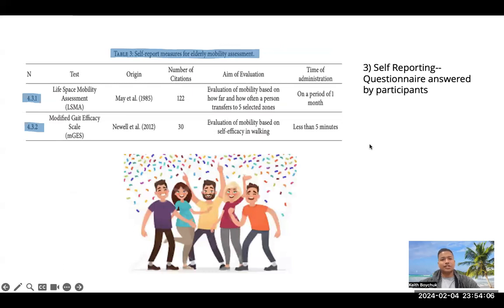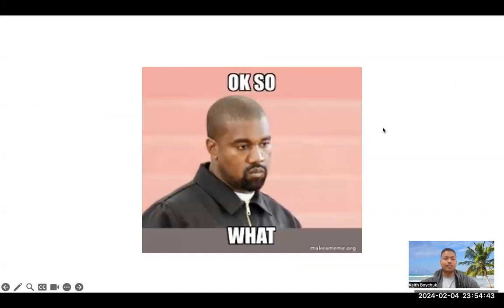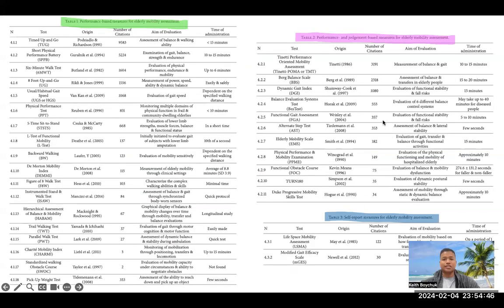Okay, and then the last section is the self-reporting questionnaire. This one is really easy. This is where the participants just take a survey and answer. And what I find interesting is that they can range from less than 5 minutes to a period of 1 month. This really is just when the participants get back to you. This is more of a subjective means, with pros and cons to it. Oftentimes most people have a negative disposition on themselves, so that's a little bit of a con.